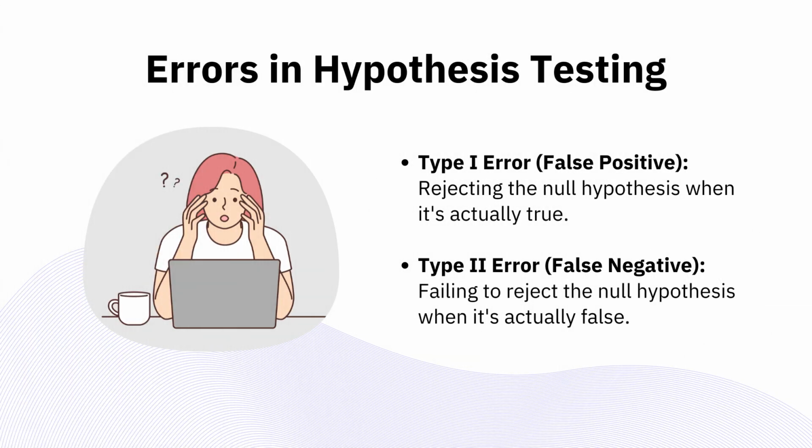There are two types of errors we can make in hypothesis testing. A type 1 error occurs when we reject the null hypothesis, even though it's actually true. This is also known as a false positive. A type 2 error happens when we fail to reject the null hypothesis, even though it's false, which is a false negative. Understanding these errors is critical in making informed decisions.